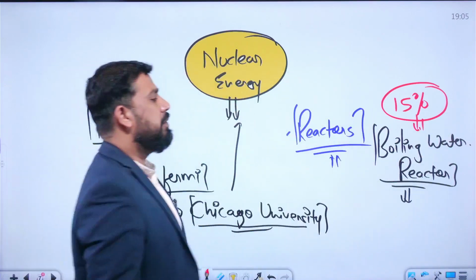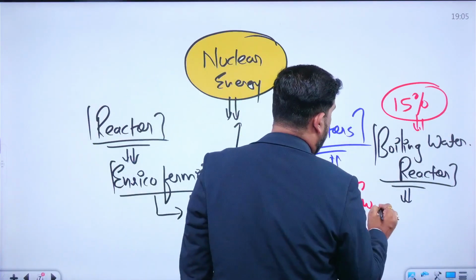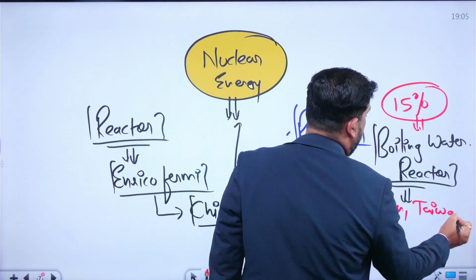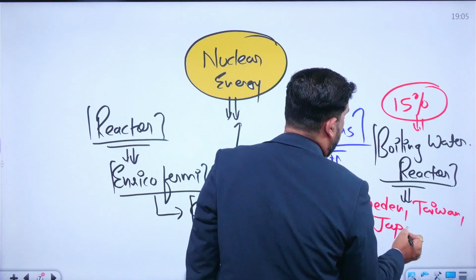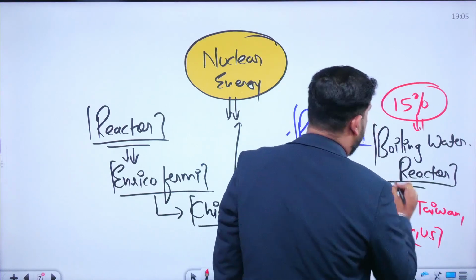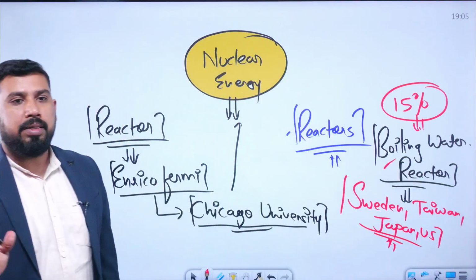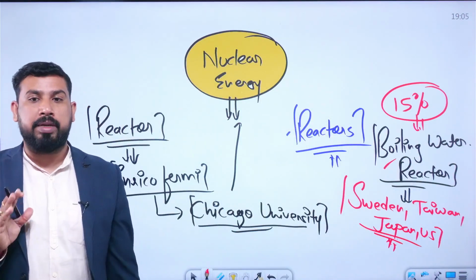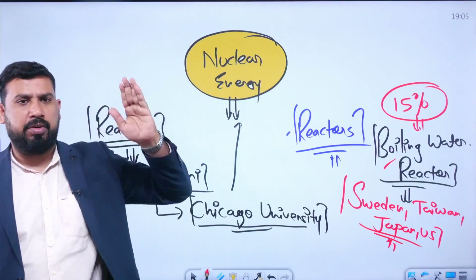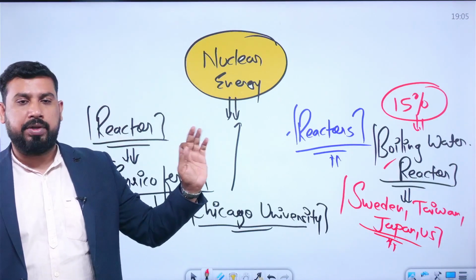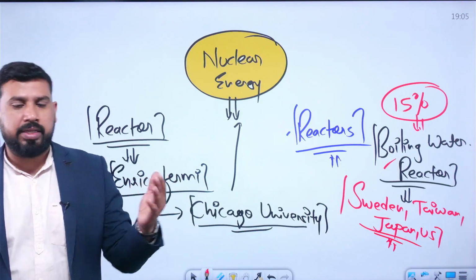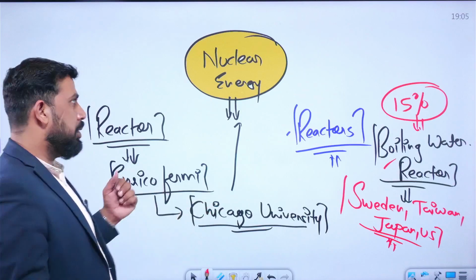Right now, when we talk about Sweden, Taiwan, Japan and the US, these are the 4 nations which are very much interested in boiling water reactors, and that is around 15% of the global demand. It means if we count all the reactors present all over the world, 15% of them are considered boiling water reactors. But there are also different kinds of reactors. We will talk about them also.